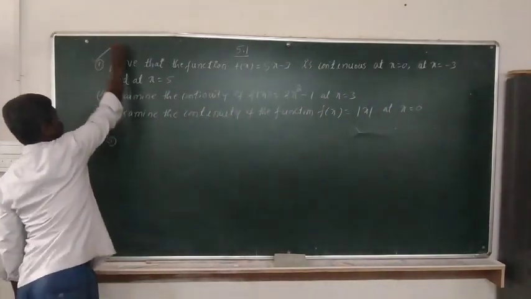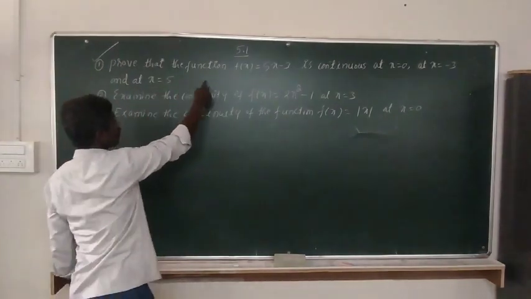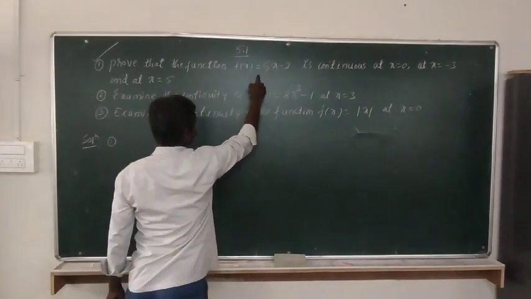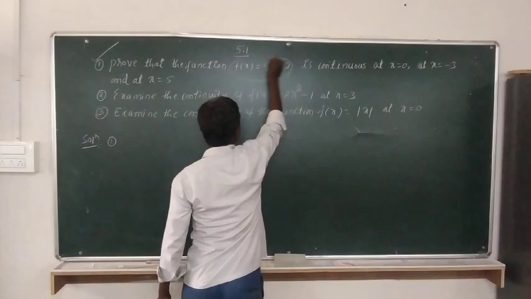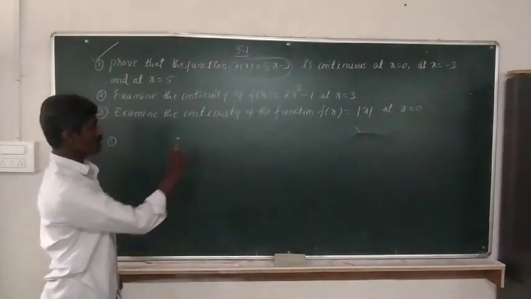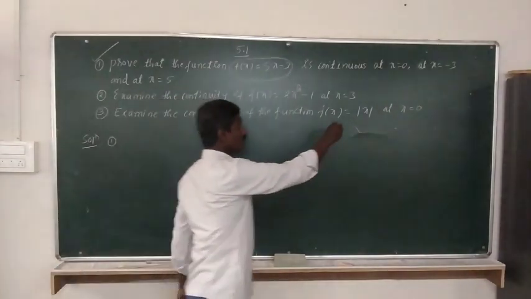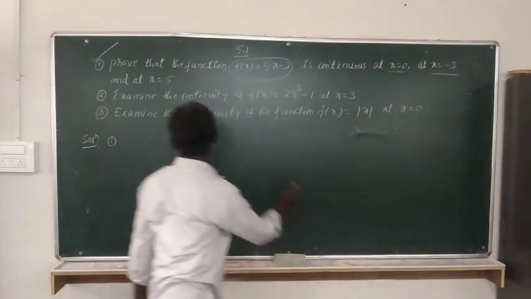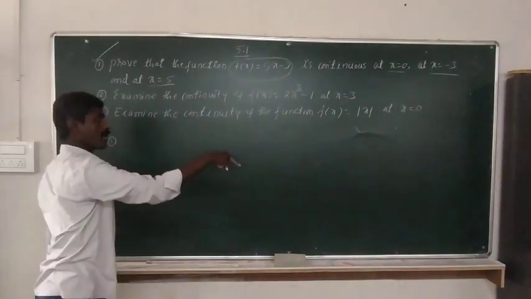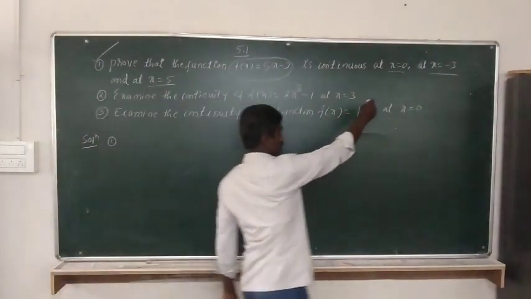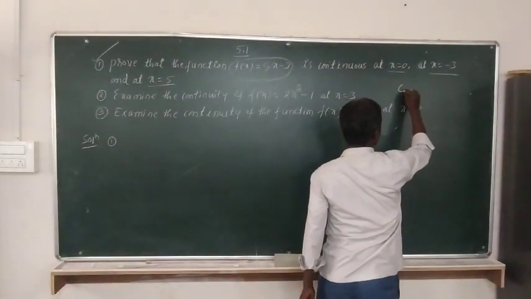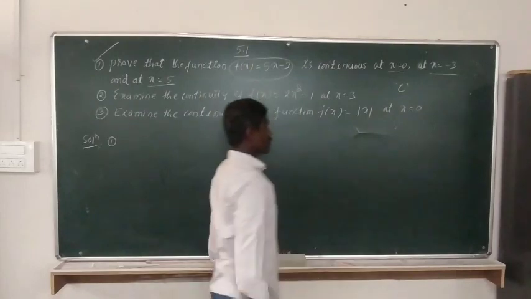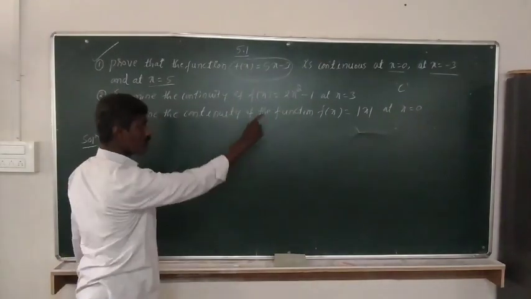The first example. Here they asked, prove that the given function is continuous at which points? At x equals 0, x equals minus 3 and x equals 5 on the domain. These are the points on the domain, these are nothing but c. These are certain points on the domain of the function.